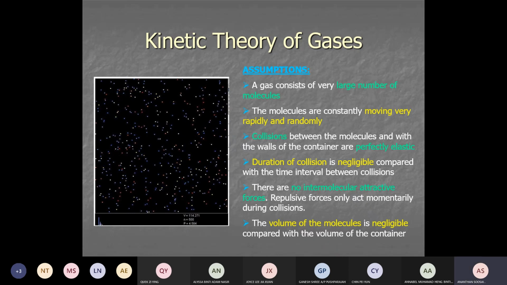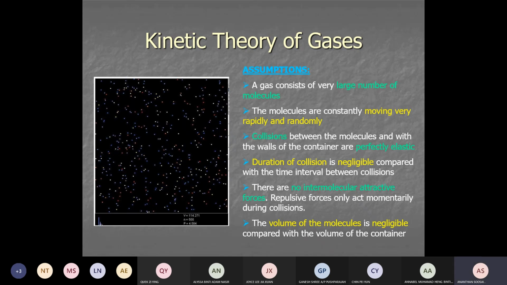These all are assumptions made. The duration of collision is negligible compared with the time interval between the collisions. That means colliding time is too small compared to time between the collisions. So there are no intermolecular attractive forces. And finally, the volume of the molecules is negligible compared to the volume of the container.